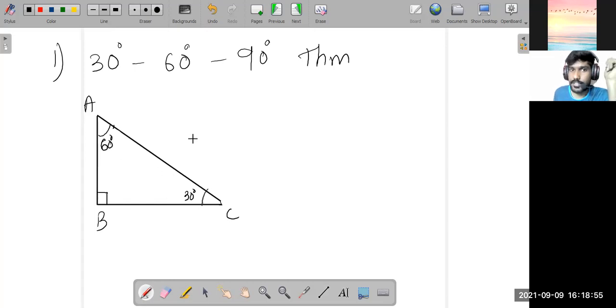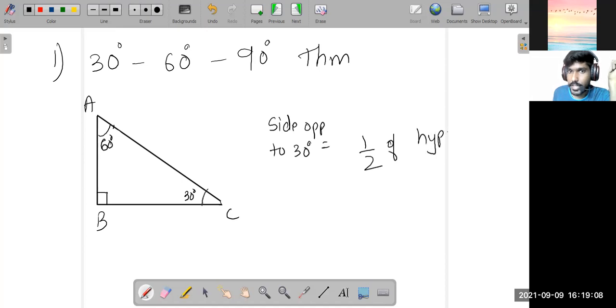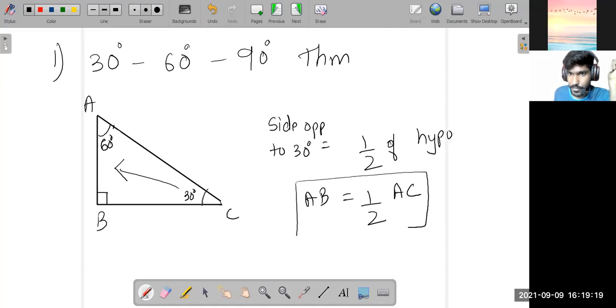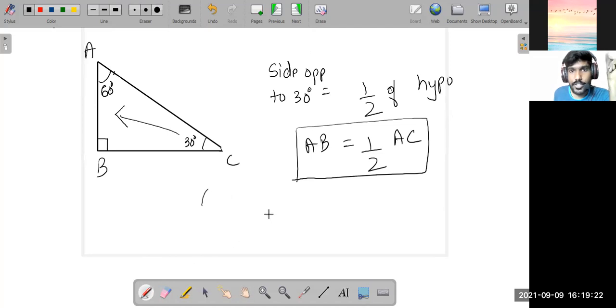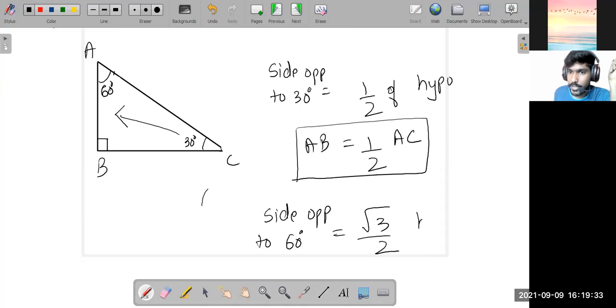Then what this theorem says is that the side opposite to 30 degrees is half of the hypotenuse. If you see, the side opposite to 30 degrees is AB, so AB is half of the hypotenuse AC. And the side opposite to 60 degrees is √3 upon 2 times the hypotenuse.